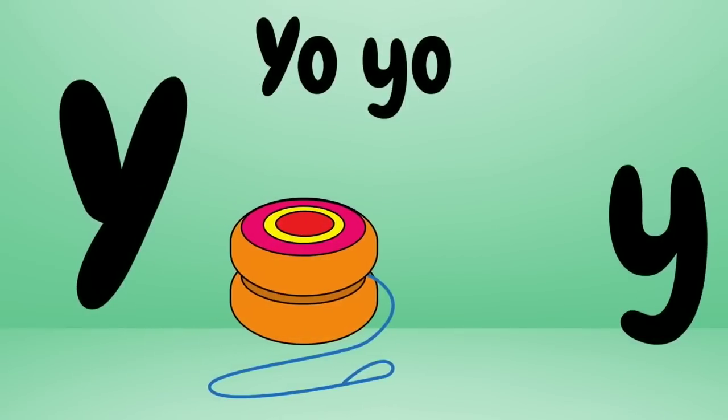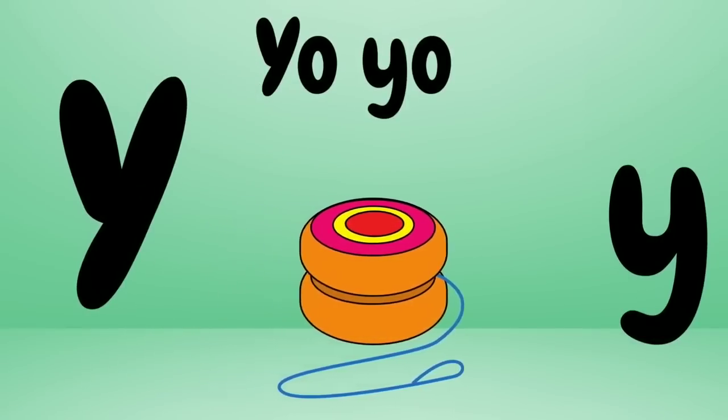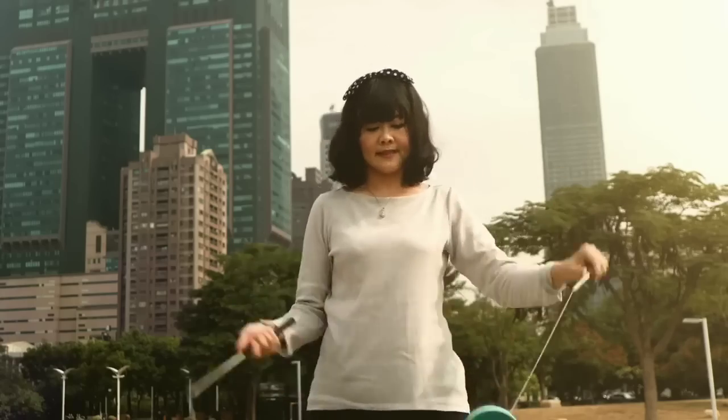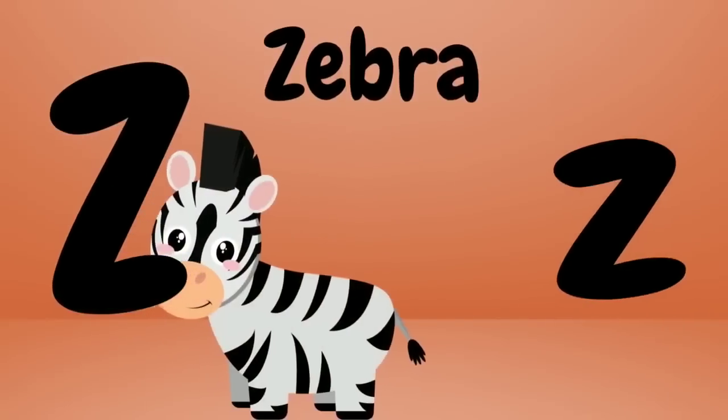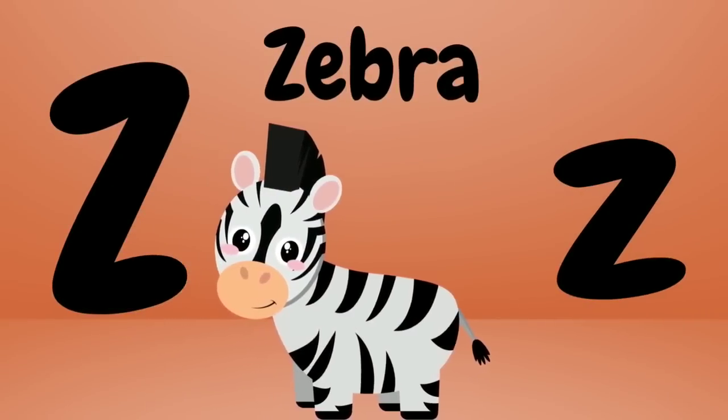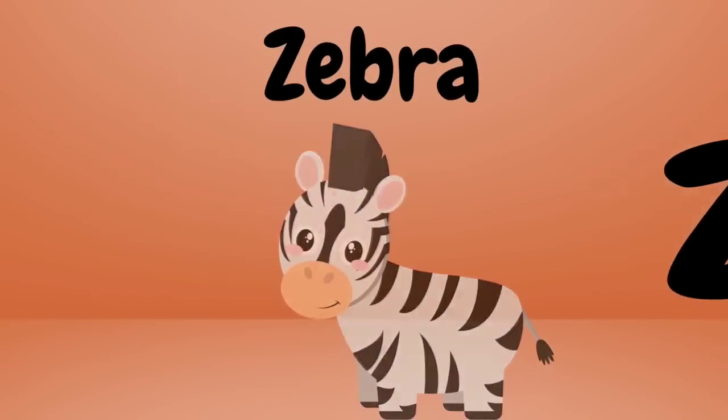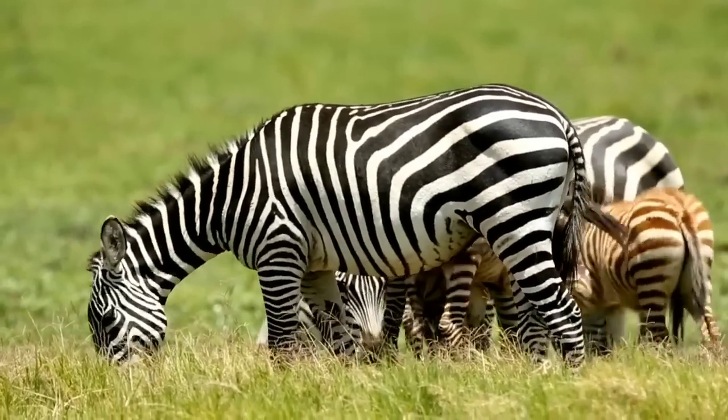Y is for yo-yo, yo-yo, yo-yo. This is a yo-yo. Z is for zebra, zebra, zebra. This is a zebra.